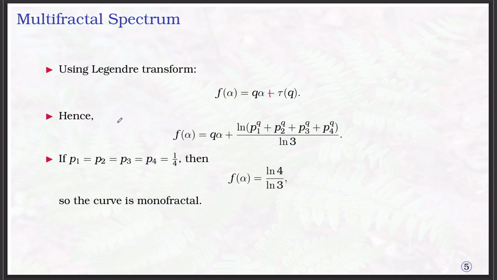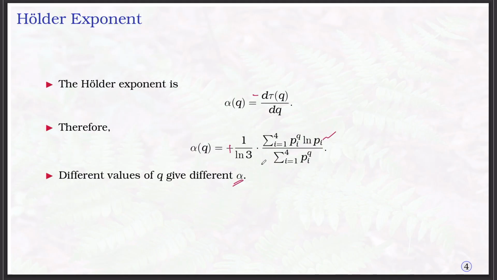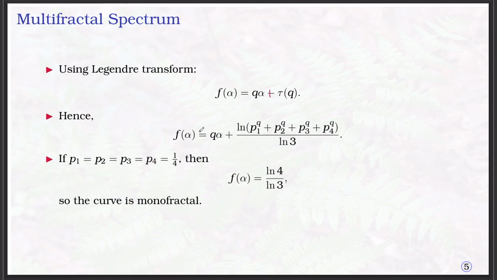Here you can observe that for different values of q, we get a different alpha q, and the different alphas are associated with f of alpha q, which also gives a different curve. If we plot alpha of q versus f of alpha q, then we will get the multifractal spectrum for the different values of p's as well as the alpha q.